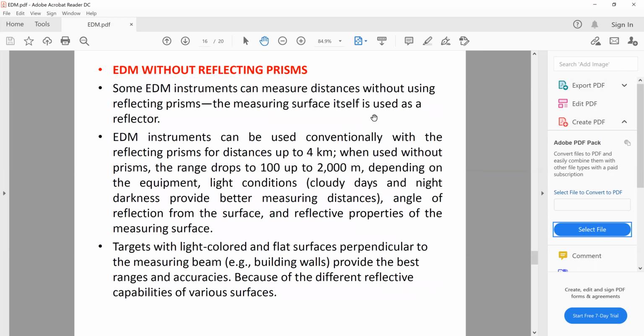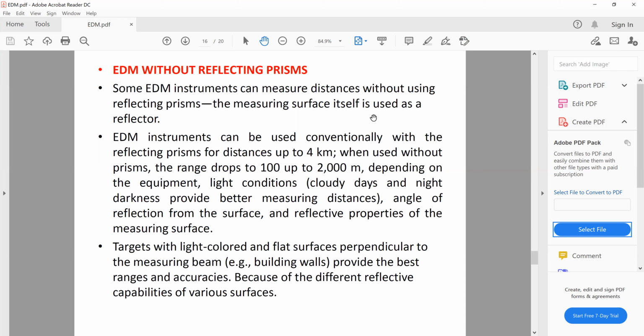So like we discussed, the more the distance, the more you need to use a reflector or a prism. And then again, depending on the equipment, light conditions, angle of reflection from the surface, so different factors can basically make it compulsory for you to use a reflector.